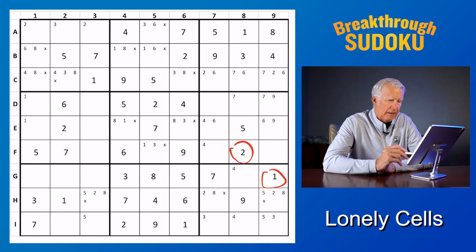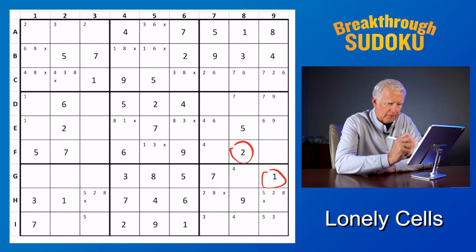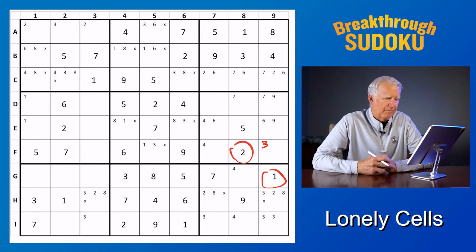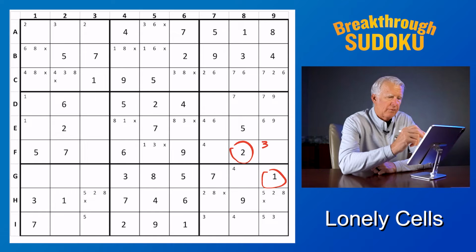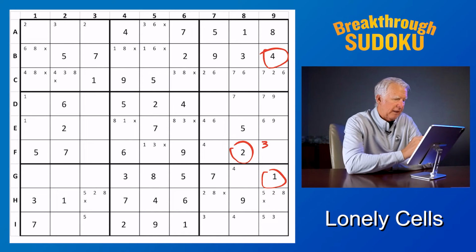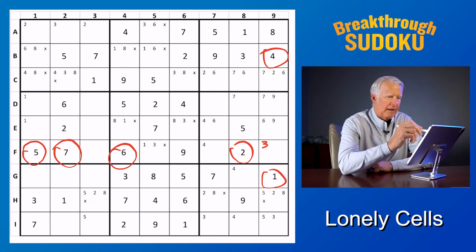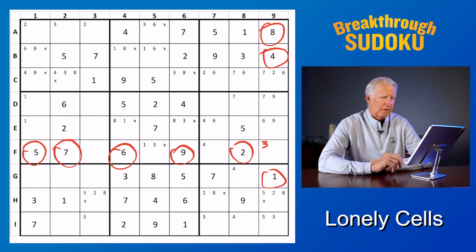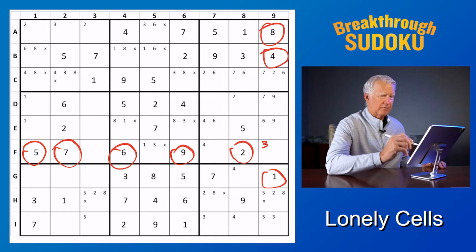Can it be a 3? I don't see any 3s, so let's go ahead and put a little 3 right there. We know it can be a 3. Can it be a 4? No, there's a 4 up here. Can it be a 5? Nope. 6, 7, there's an 8 up here and a 9. So the only thing left is 3.